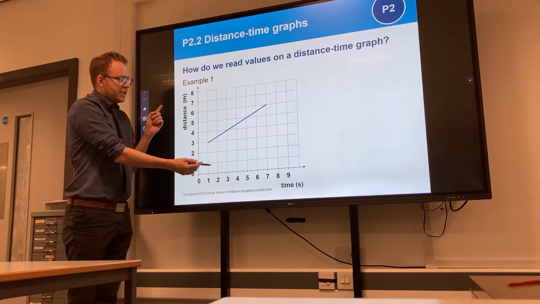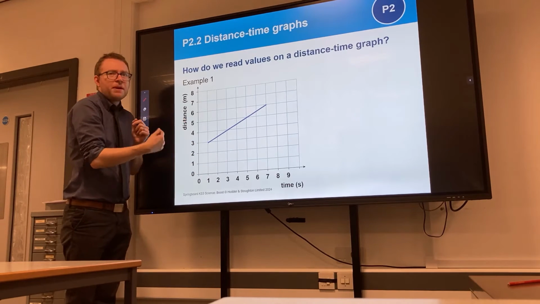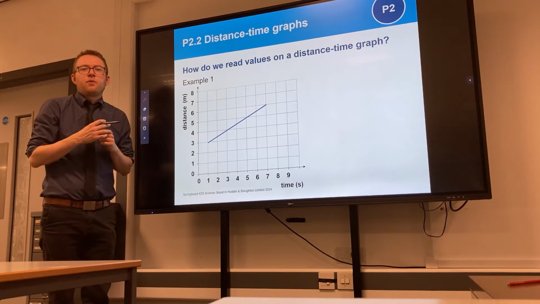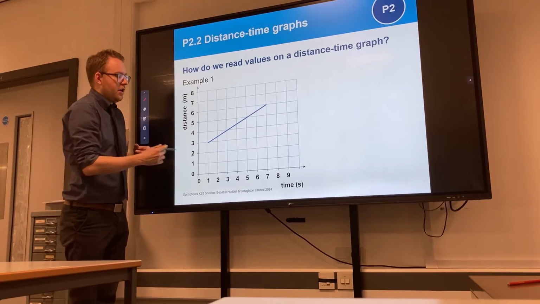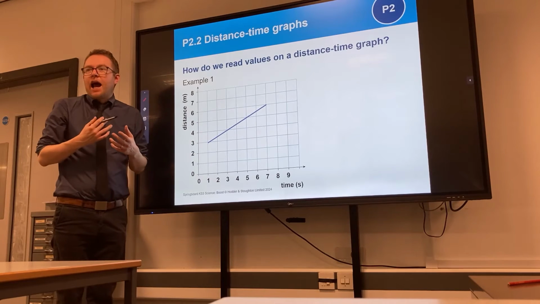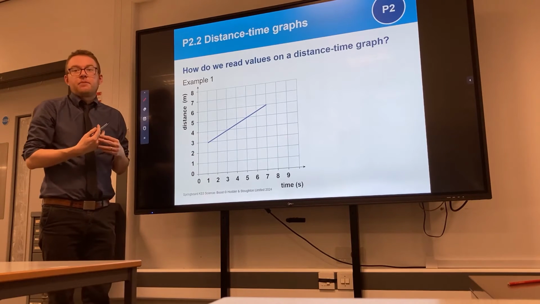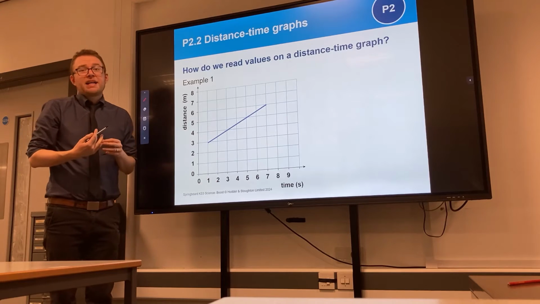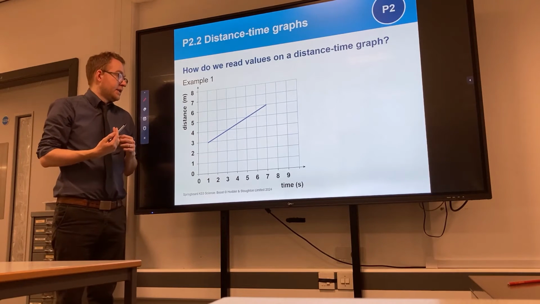Because there's a correspondence there of 5 seconds, 5 meters, I'd probably ask a second one to ensure that they weren't under the misunderstanding that the number of seconds matches the number of meters. And once I was happy that they could read values from a graph, I'd then move into my explanation. And my explanation would go something like this.